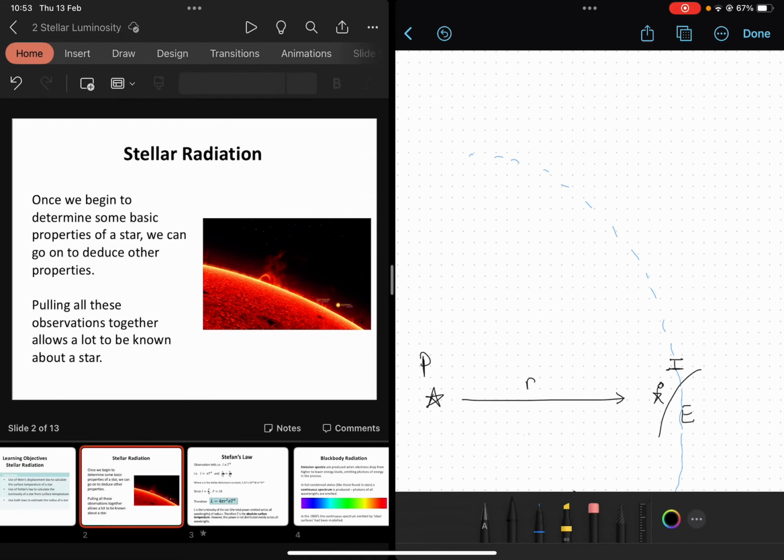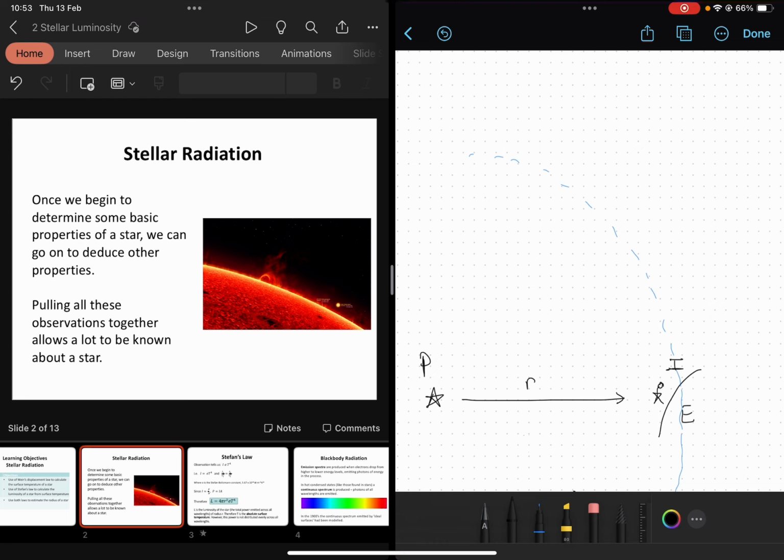In this video on stellar radiation, we're going to see how one measurement can enable astronomers to determine other quantities. This is really important in astronomy because our observation of the stars is generally from the Earth rather than from the star itself. Specifically, we're going to look at how the radiation emitted from a star enables us to work out its temperature, its power output, and from those things, its radius.